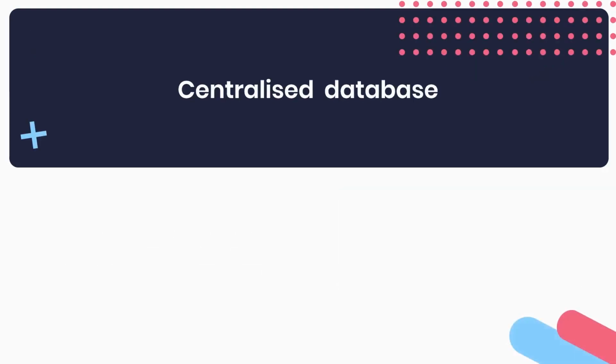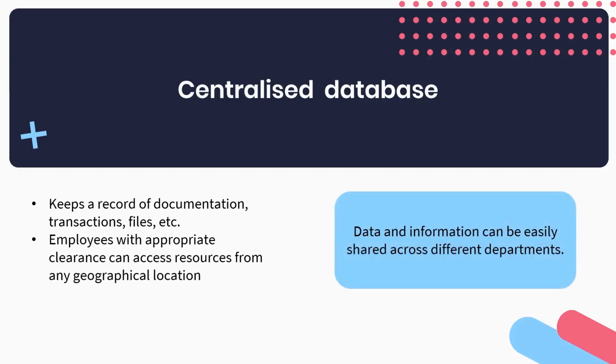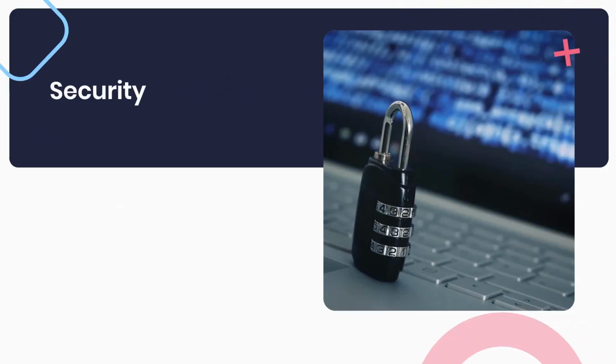In big companies, there is always the need to keep a record of all documentation, transactions, files, and so on. Having a centralized database makes it easy for any employee with the appropriate clearance to access any of the company file or resources regardless of their geographical location. In other words, data and information can be easily shared across different departments, leading to better knowledge sharing and collaboration among employees. And then, of course, there's the issue of security.